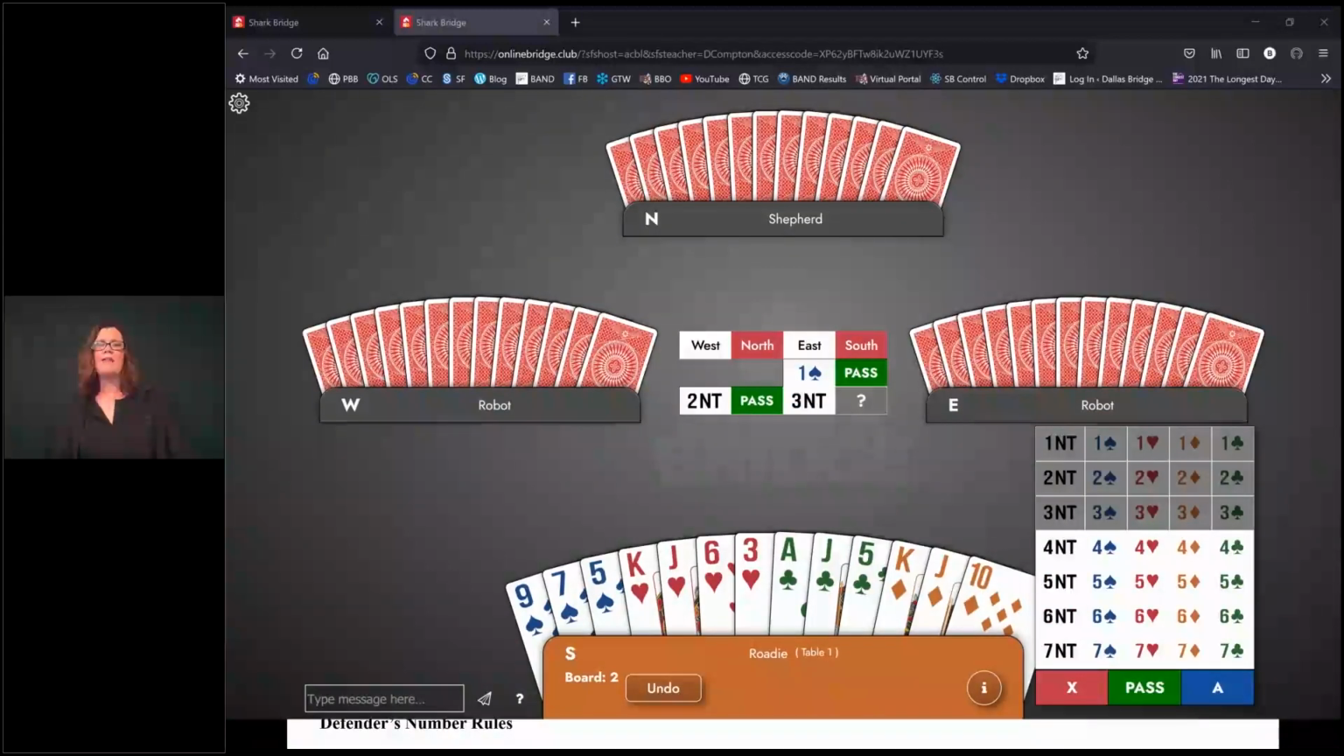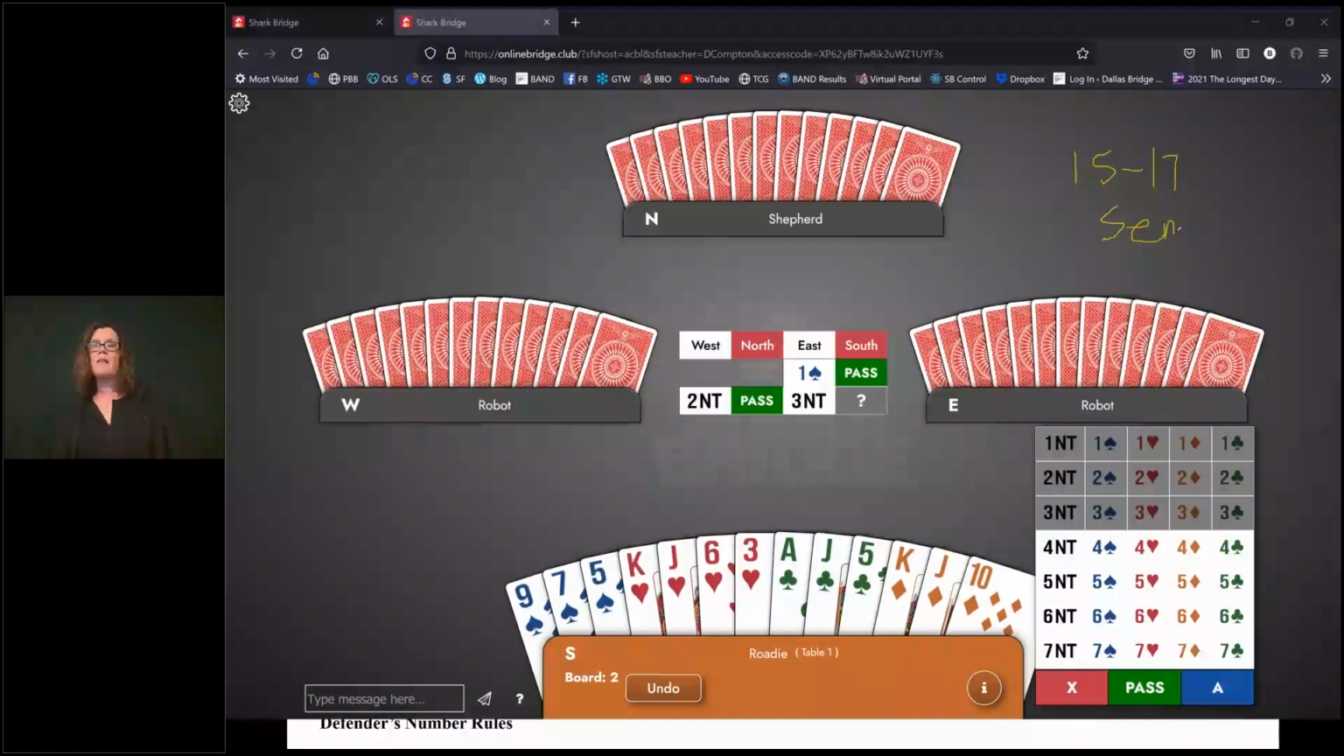Now, that 3 no trump bid is alertable. It says I have a balanced or semi-balanced hand, and I have 15 to 17 total points. Now, logic tells us that if they were balanced with 15 to 17, they would have opened 1 no trump. Generally, even with a 5-card major, we open 1 no trump. So in this particular auction, it would show a semi-balanced hand.